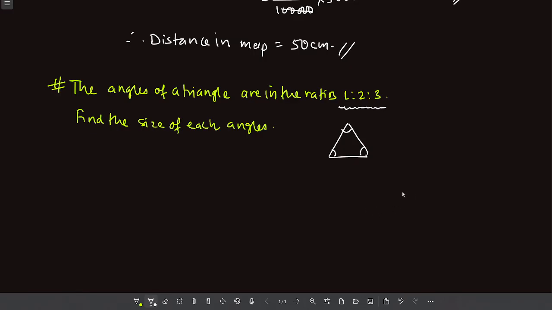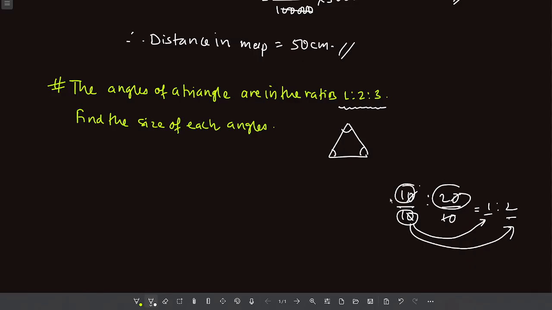That means if you are given 10 and 20, then this zero and zero can be cancelled. Zero and zero means it is dividing by 10, dividing by 10. Then this cancels this, and we will get 1 is to 2. That means 1 and 2 are not the exact values, but there exists some common divisor, or you can say some common multiplier. And here in this case, 10 is the common multiplier. If you multiply this 1 by 10, you will get 10. If you multiply this 2 by 10, you will get 20, which are the exact, actual values.